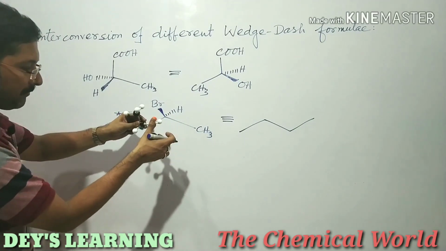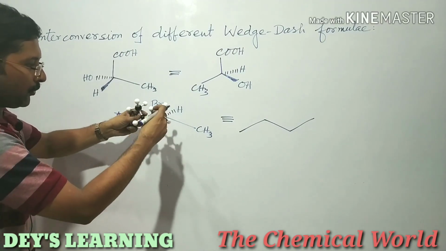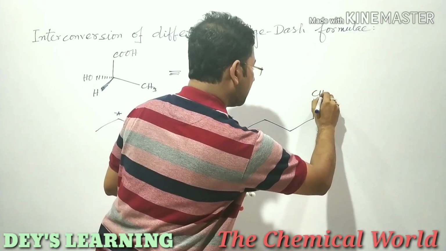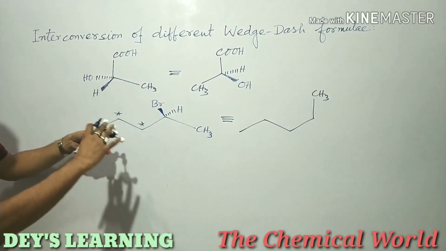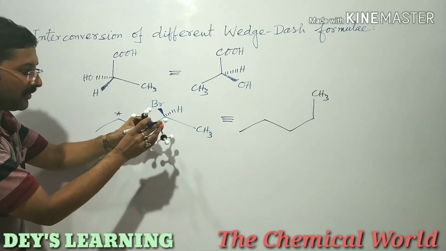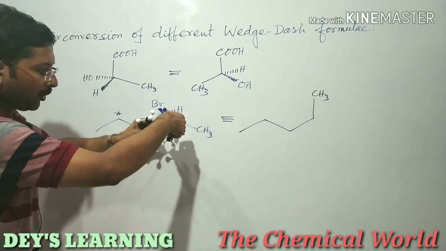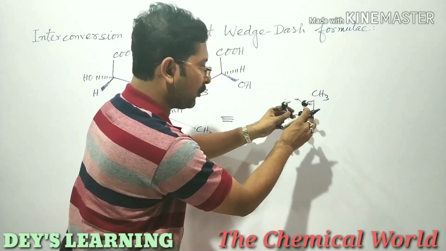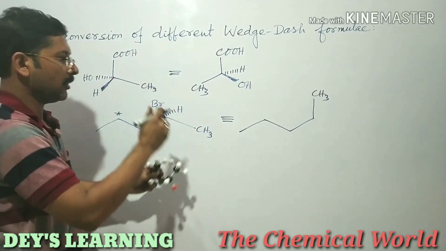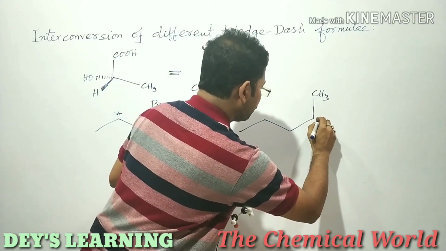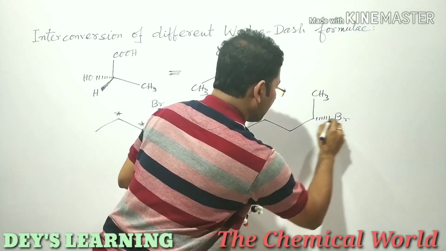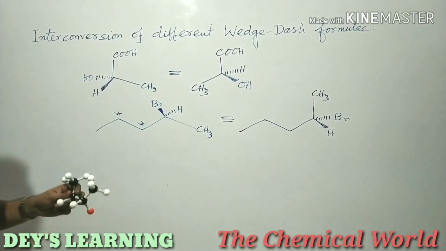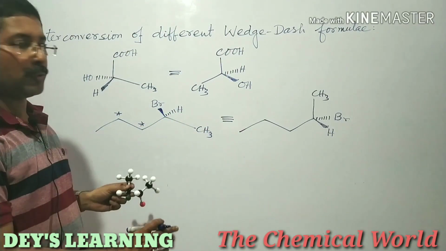Here CH3 was there. If we want to write CH3 in this way, now what will happen? Now CH3 is there, bromine was at the frontal bond, hydrogen at the backward bond. If you rotate CH3 at the frontal bond, then hydrogen will come at the front and bromine will go to the back. So bromine will be there and hydrogen will be there. In this way you can convert any sort of molecule to any one.